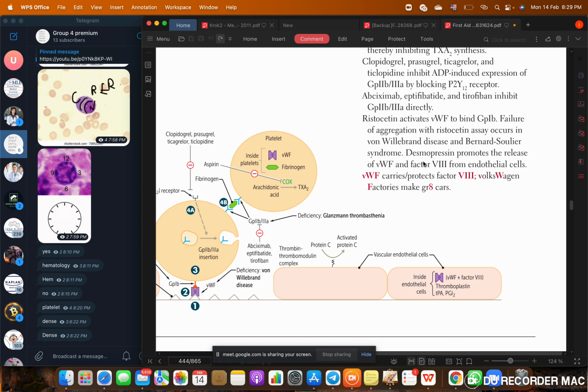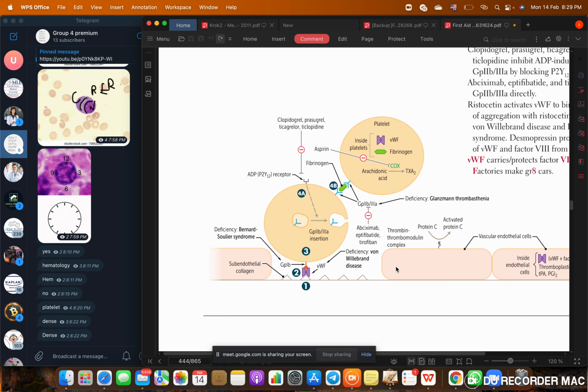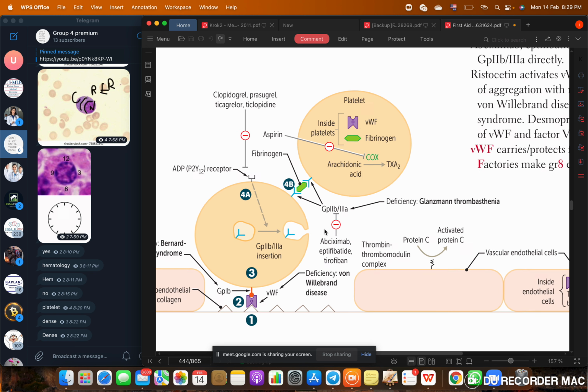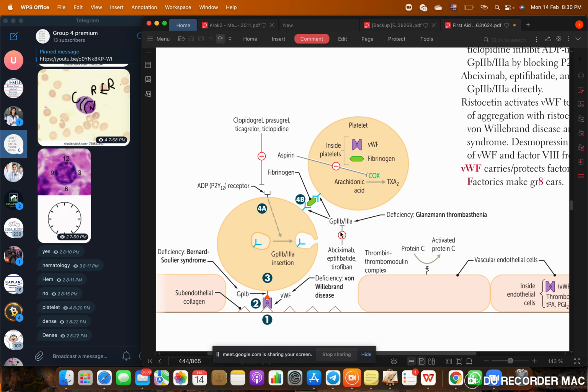Okay, desmopressin promotes the release of von Willebrand factor and factor 8 from the endothelial cells. Guys, von Willebrand factor and factor 8 are dear friends. They are friends forever. Whenever you have a release of one of them, the other will be released, because basically they carry each other. Von Willebrand factor carries and protects factor 8. Okay? So if you take a look here, you can see von Willebrand factor together with factor 8 inside the endothelial cells. Okay, nice. So this is it for now, at least. And you can see here the Fibians, the fibatide and the fiban, they are binding to this thing.